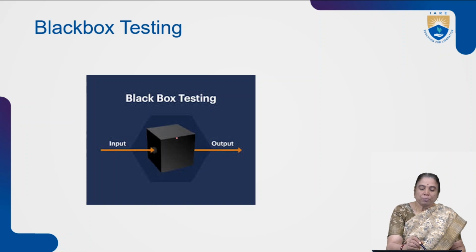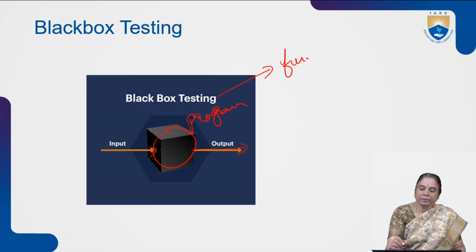So here the program is treated as a black box. The user interactions with the system and the system behavior are observed in black box testing. So it is a type of functionality testing.